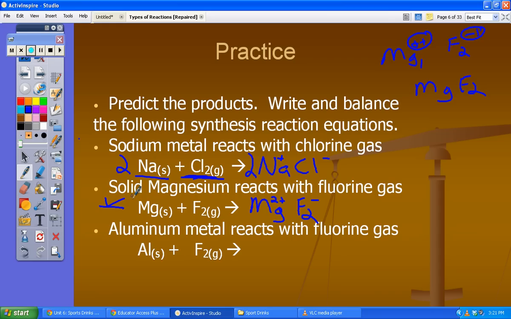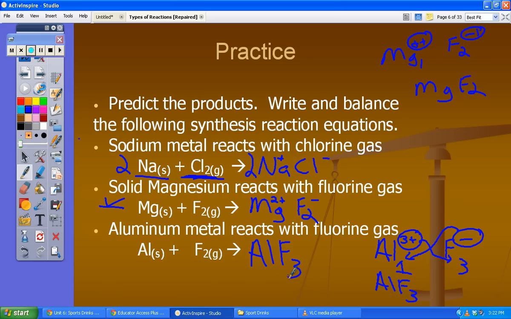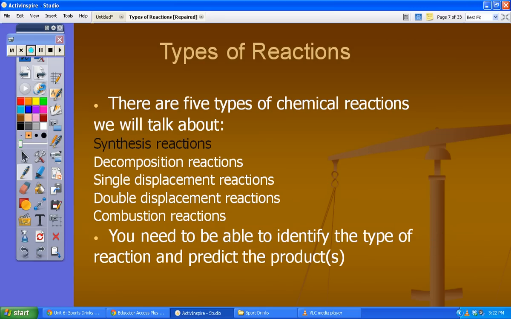The last one is aluminum with fluorine. So aluminum, from your periodic table, is Al3+. Fluorine, again, is -1. So when we do the crisscross rule, this comes down here, so it's aluminum 1. This 3 comes down here, so fluorine is 3. So our formula is AlF3. So that's going to be our product here in the synthesis reactions. So that's synthesis, we're done.